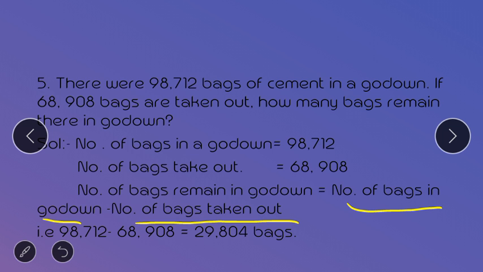So the number of bags in the godown is 98,712 minus, this is the sign of minus, 68,908 equals 29,804 bags.